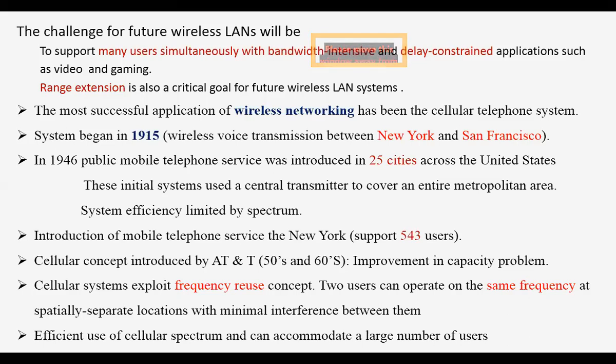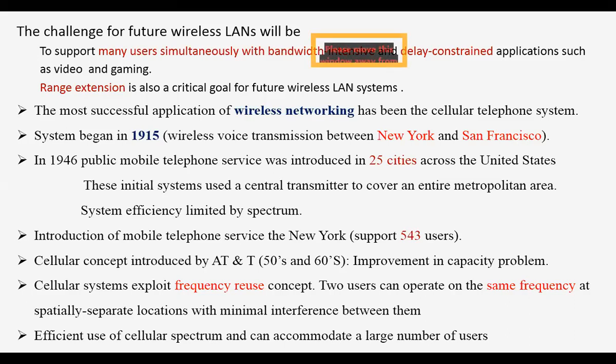Initial systems used a central transmitter to cover the entire metropolitan area, and system efficiency was limited by the spectrum. Again, at that time, in 1964, if you can imagine the development in electronics and these industries, still 25 cities in the United States were covered under this mobile telephone system. The introduction of mobile telephone services in New York supported around 550 users. If you compare that at this point, it is too low. But still, at that time, support of so many users was also a very important thing.